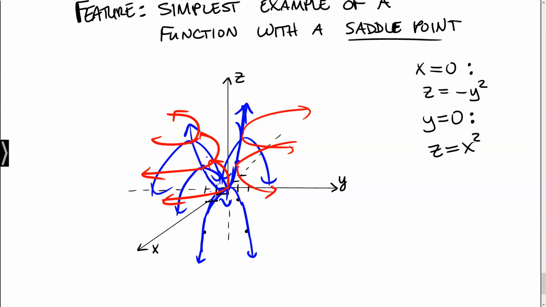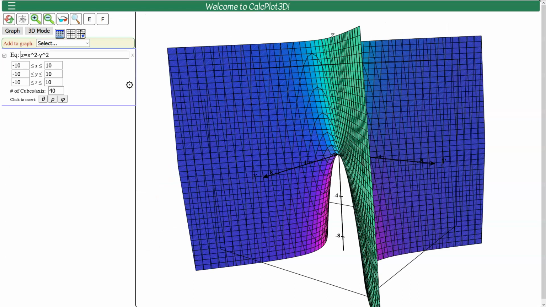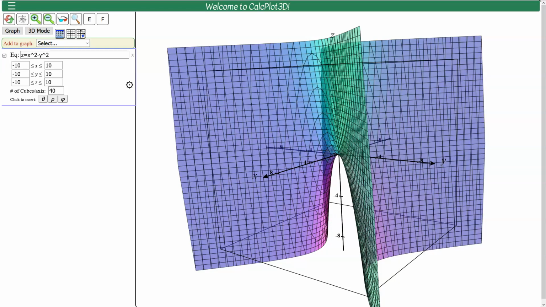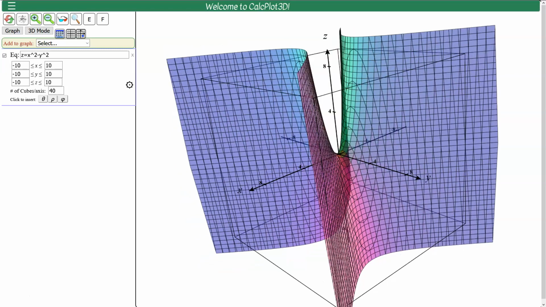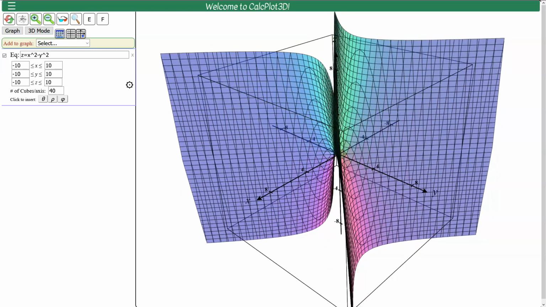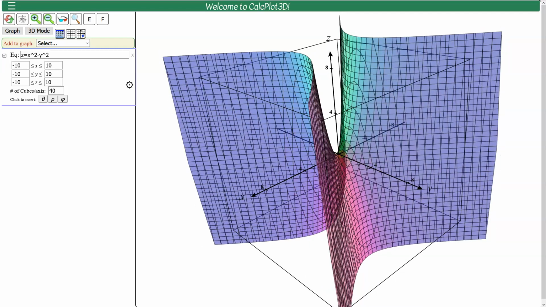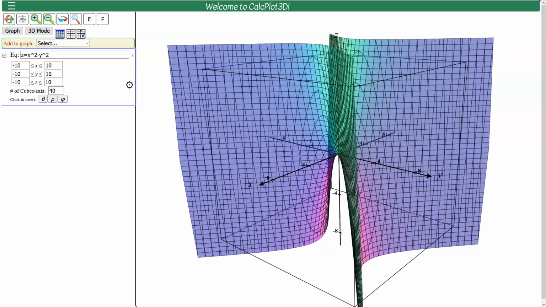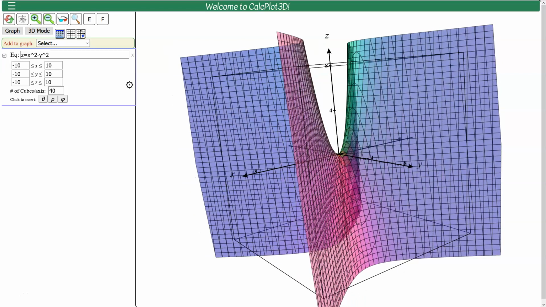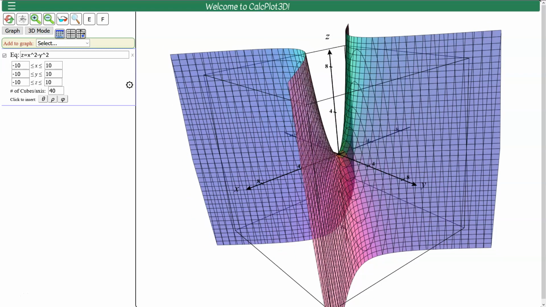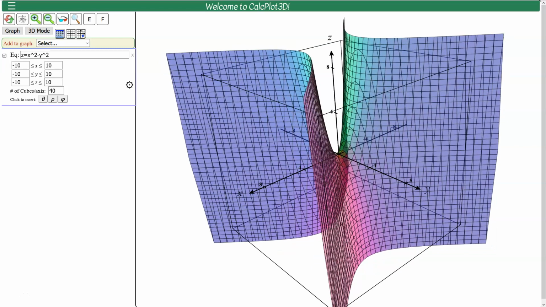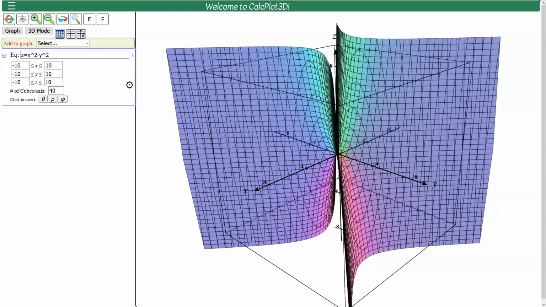Again, let's just go to the software. Alright, so we need to rotate a little bit so you can see behind what's going on here. Or I could do this, I guess you can see a little bit more if I toggle transparency. So now you can see how it's got the parabolas that are opening up in one direction, but opening down in the other direction. And notice it looks like you could sit on the origin, like you're a cowboy riding in the saddle. So that's why it's called a saddle point at the origin here.